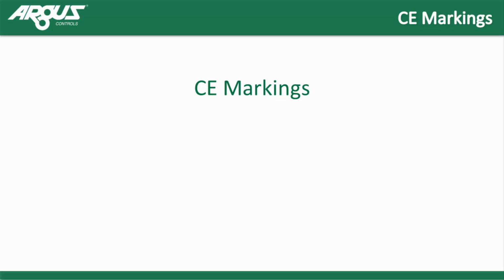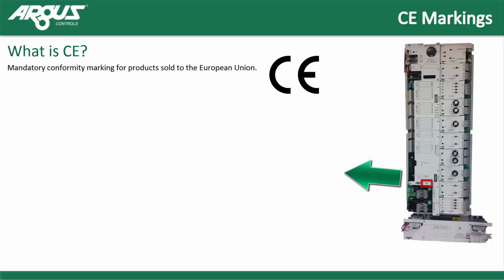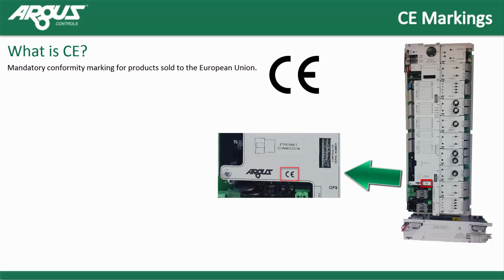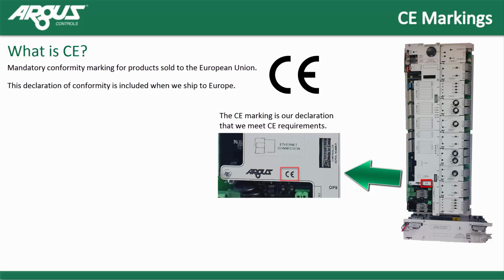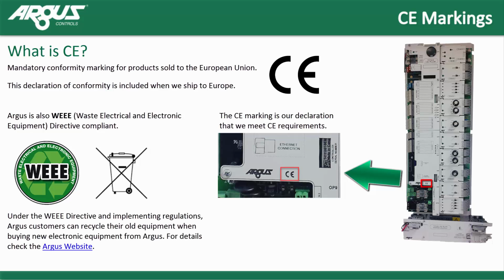CE marking. What is CE? It's a mandatory conformity marking for products sold in the EU. The marking is our declaration that we meet requirements. This declaration of conformity is included when we ship to Europe. Argus is also WEEE, Waste Electrical and Electronic Equipment Directive compliant. Under WEEE, customers can recycle their old equipment when buying new equipment. For details, check the Argus website.